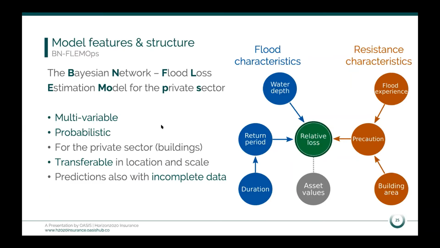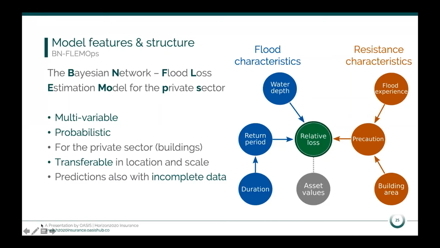And we have some information that describes the characteristics of the property that is affected by flooding. This includes information about the building area, whether any precautionary measures were taken, and also the flood experience of the household. This is information that is not usually included in such models. So we are able to describe different damaging processes with these models a little bit more in detail than the usual models do.